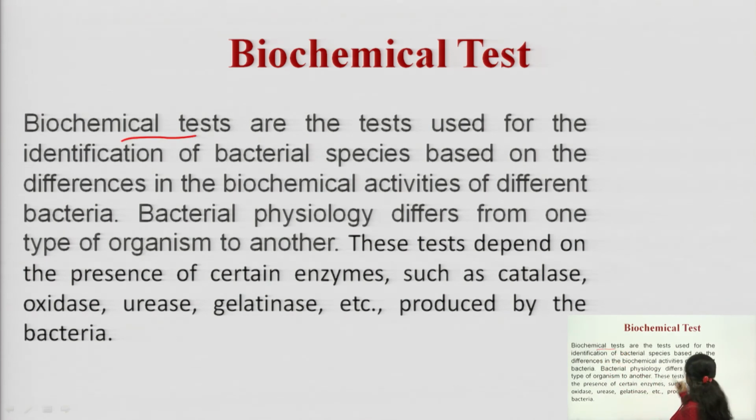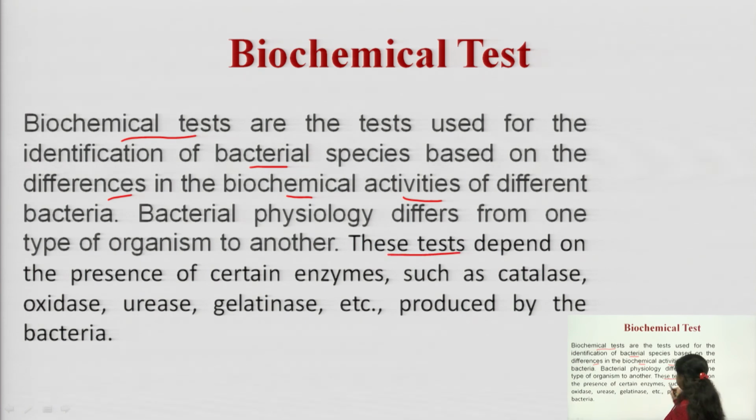Biochemical tests are tests used for identification of bacterial species based on differences between their biochemical activities, meaning they release different kinds of enzymes and chemicals, which can be analyzed with the help of various analytical tools, analysis staining techniques, and various other techniques. We can analyze those enzymes and those chemicals.